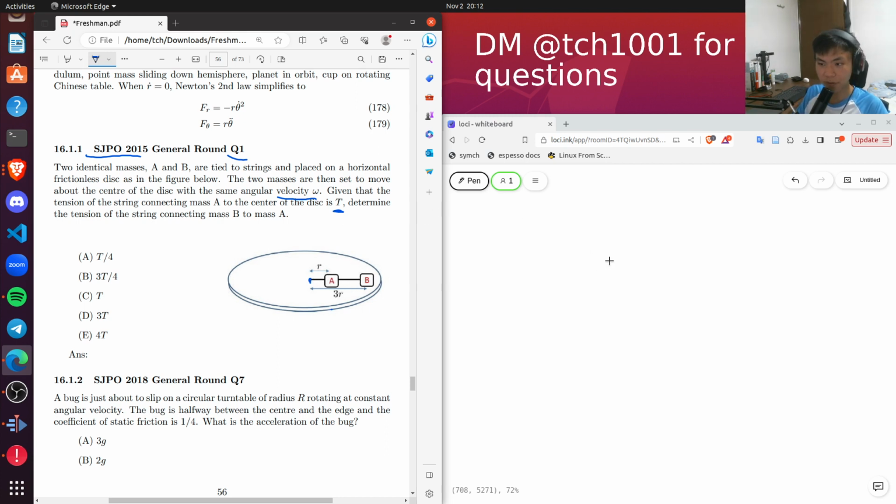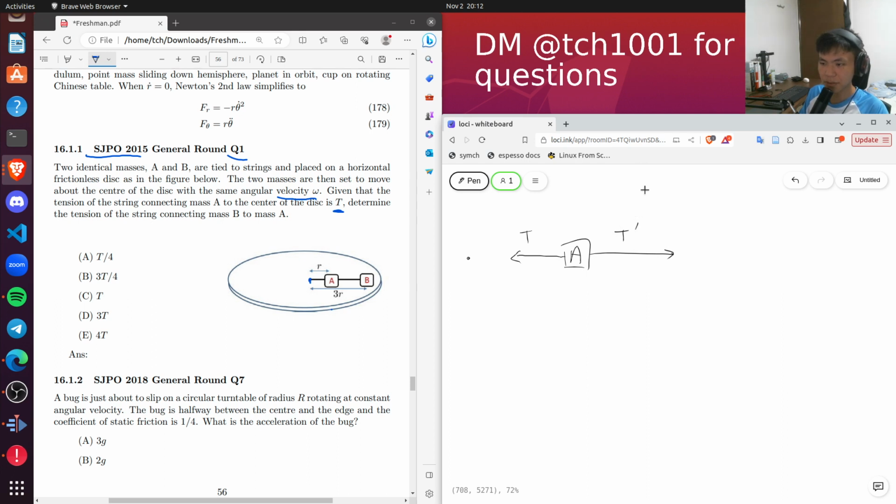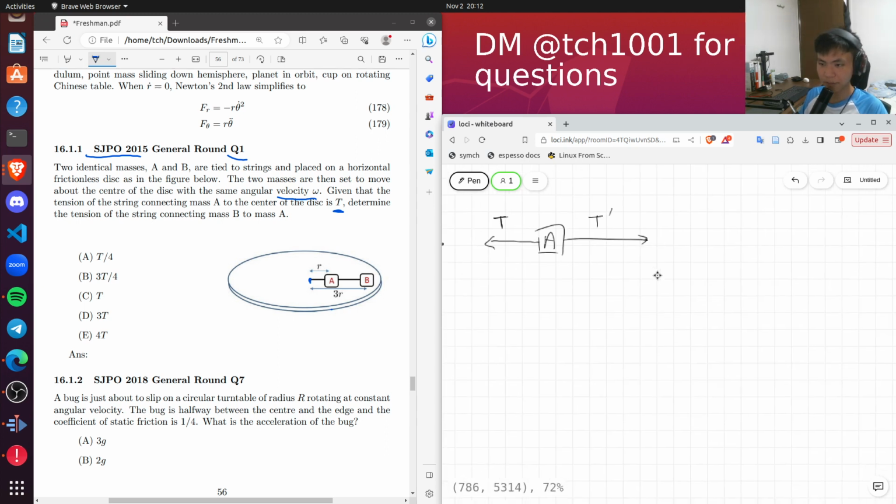So let's consider the free body diagram of A. If this is the center, towards the left is towards the center. Then there's a tension T acting towards the left, and another T prime acting towards the right. We don't know what T prime is right now, so we let a variable represent it. In the end, we want to express T prime in terms of T, as all the options suggest.